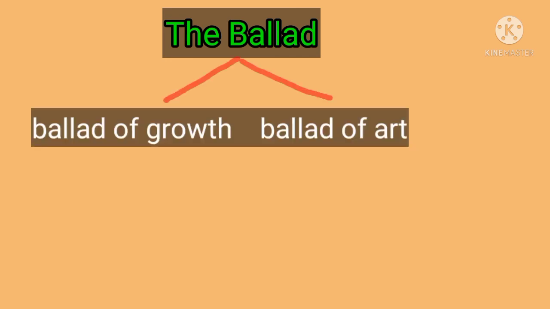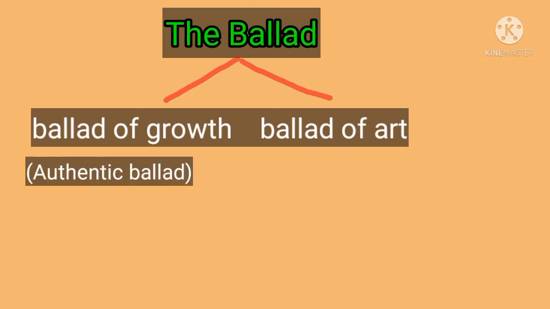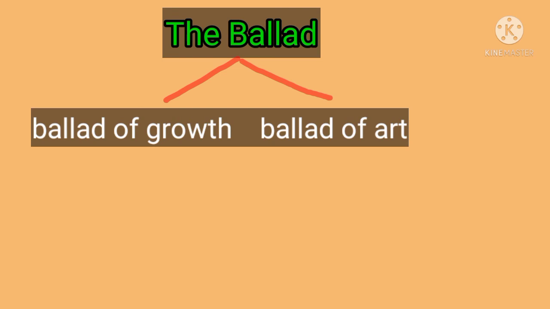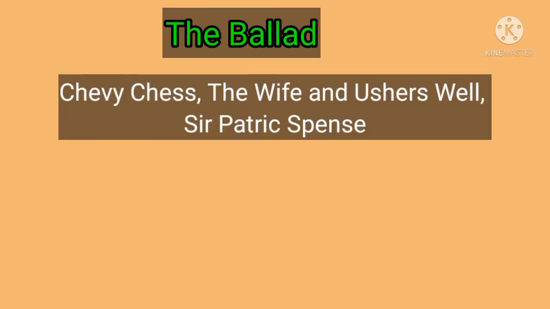Kinds of ballad. Basically, there are two types of ballad: the ballad of growth and the ballad of art. There is one more category of the ballad, and that is called mock ballad. The ballad of growth is also called authentic ballad. It has unknown authorship. This type of ballad has been existing for ages. Some of the examples of ballad of growth are Chevy Chase, The Wife of Usher's Well, and Sir Patrick Spens.